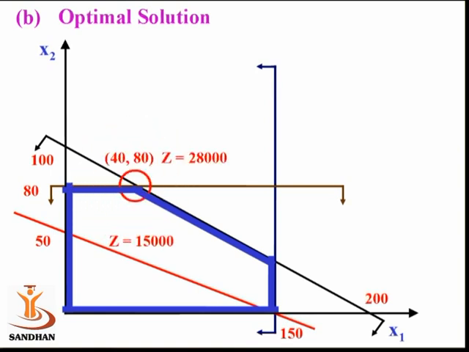Therefore, when we move this isoprofit line to the upper corner at the top, we get x1 = 40, x2 = 80 as the coordinates, and the value of Z is obtained as 28,000. So friends, we conclude for the first case the profit is 28,000 and the number of chairs and number of tables should be made as 40 and 80 respectively.